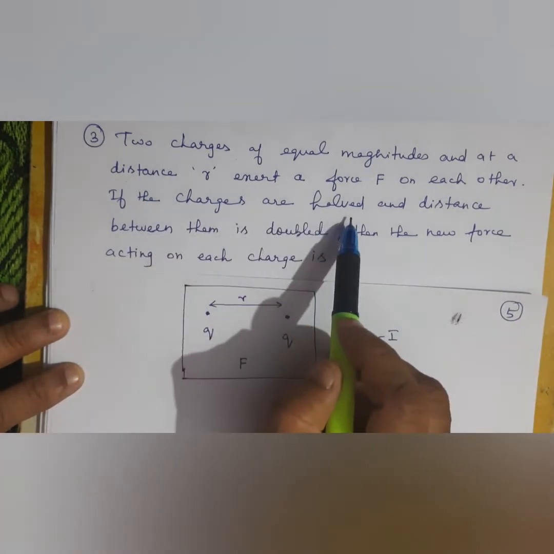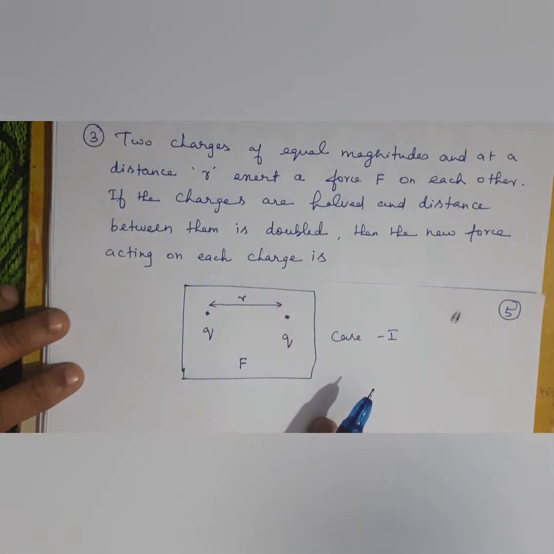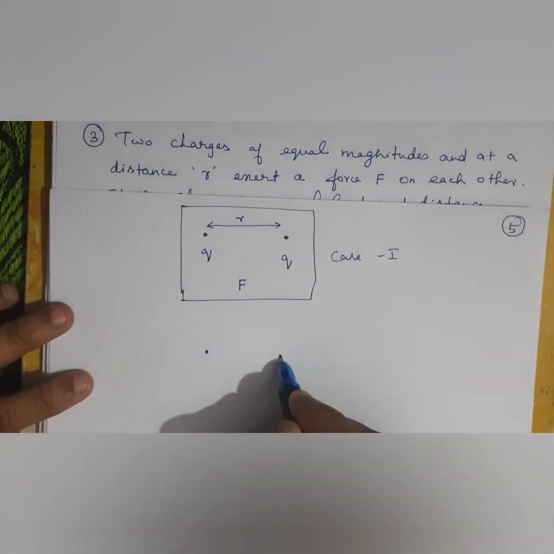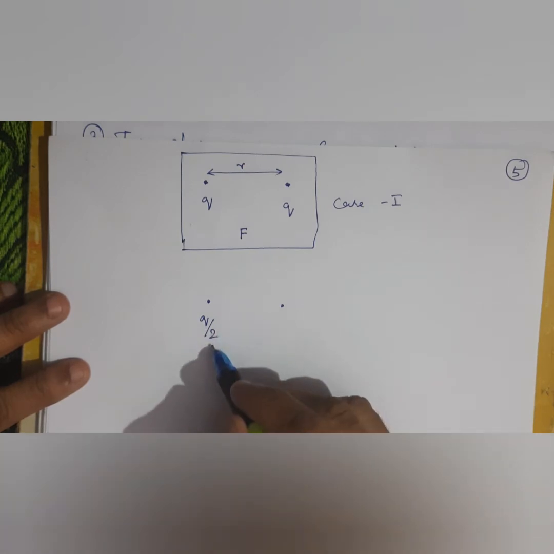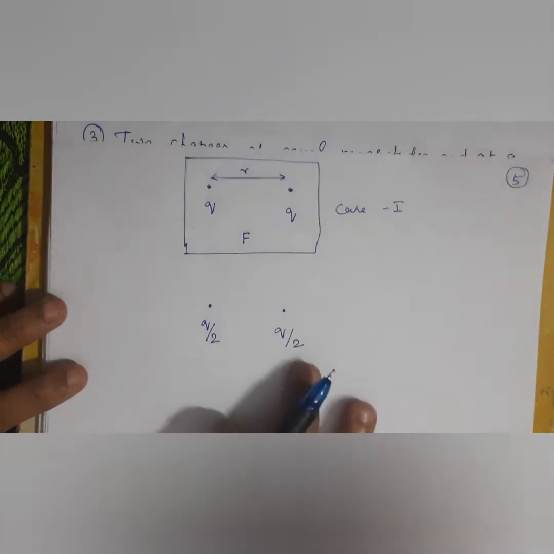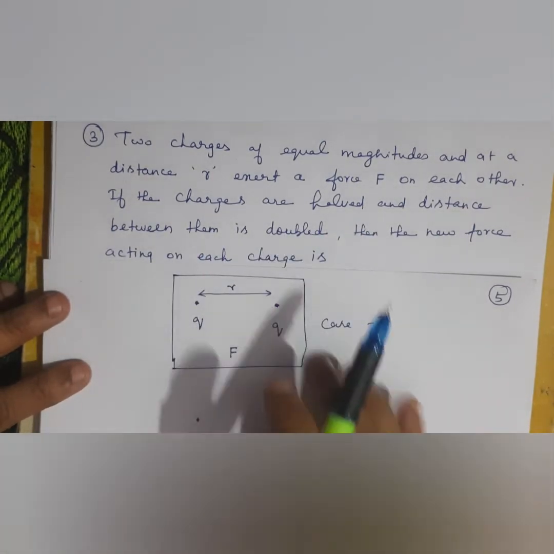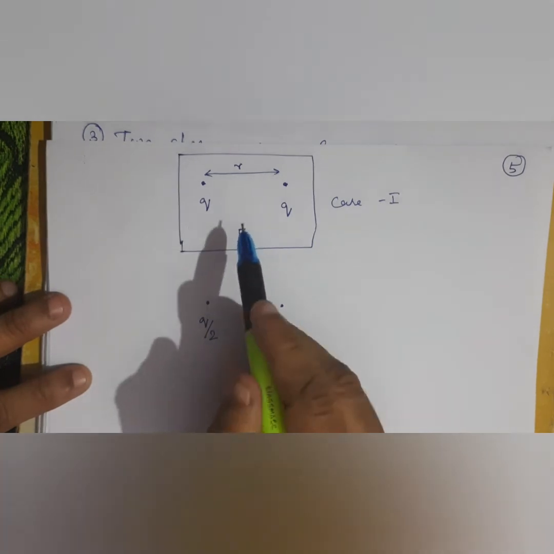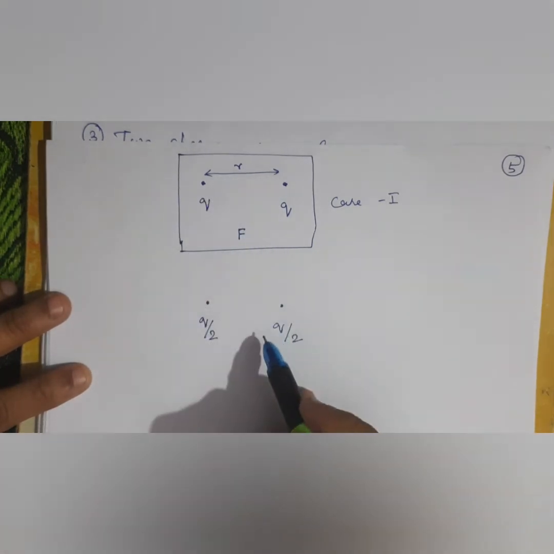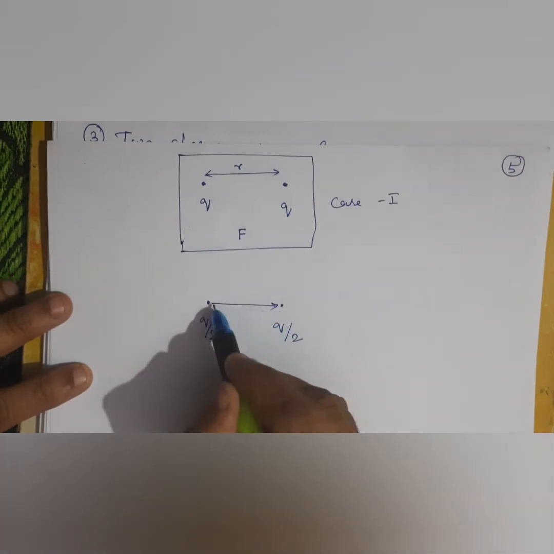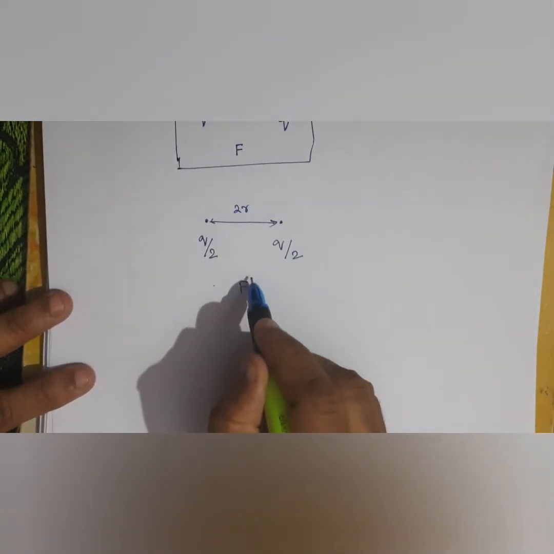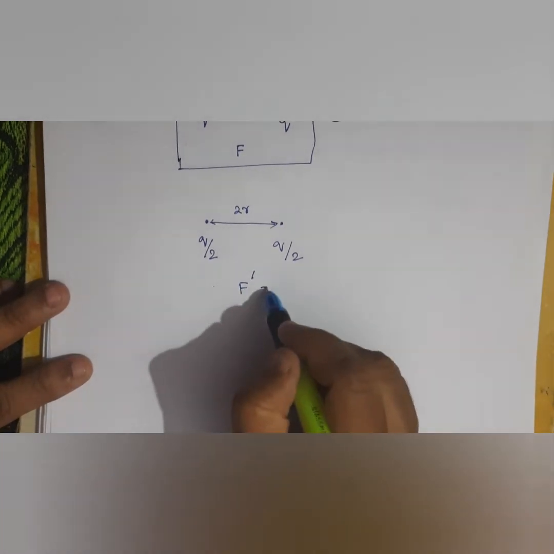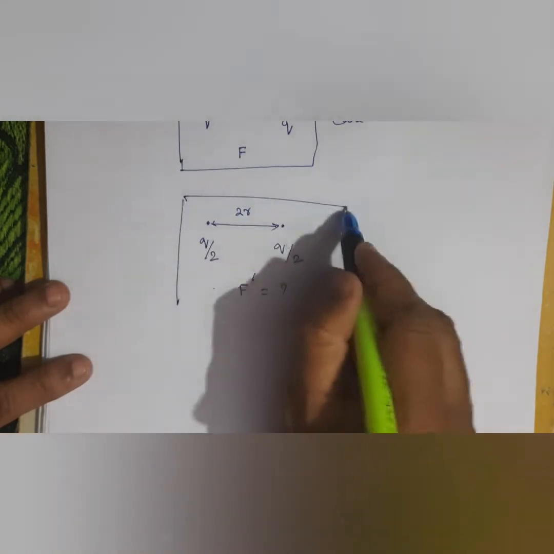Now if the charges are halved and the distance between them is doubled, so the same charges, previous charge is Q, now the charge is halved, Q by 2, and the second charge is also Q by 2. The distance between them is doubled. In the previous case the distance between the two charges was R, now in this case that distance is doubled. So R is replaced by 2R. What about the new force of repulsion, F dash, is equal to question mark. So this is the second case.